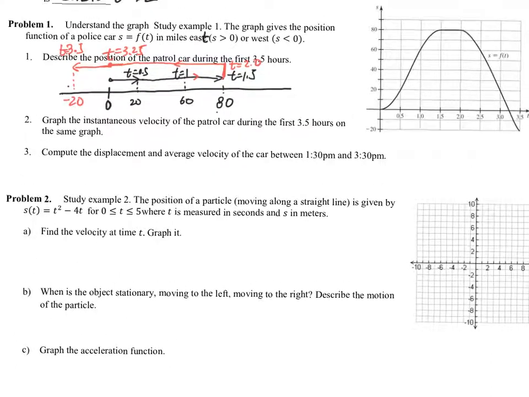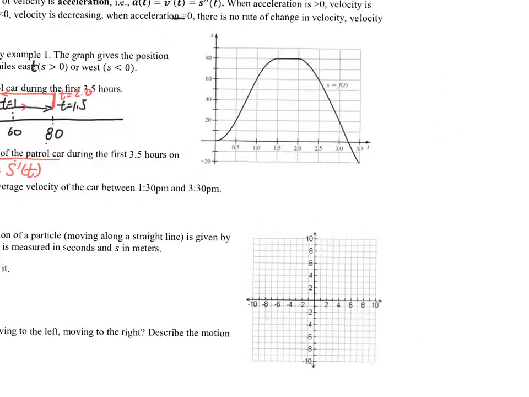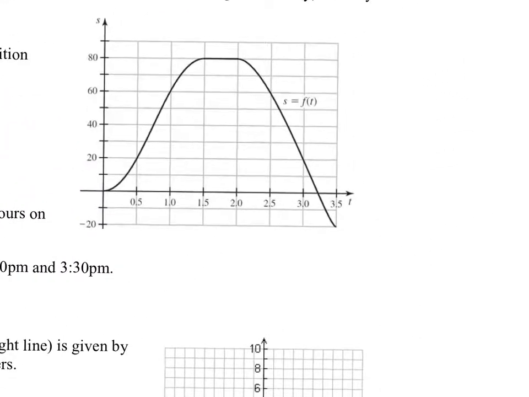The next thing is, let's graph the instantaneous velocity of the patrol car. So hopefully you can now recognize how you find the velocity. It's just the derivative of s(t), right? So we did that back in the last section. I'm going to just repeat that. So here we want to graph the velocity on this graph, basically the derivative of this curve, the function we are given.